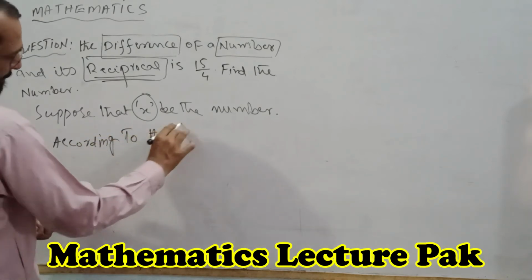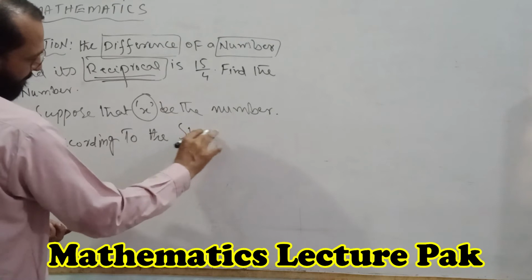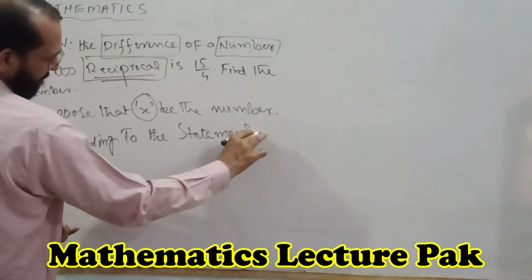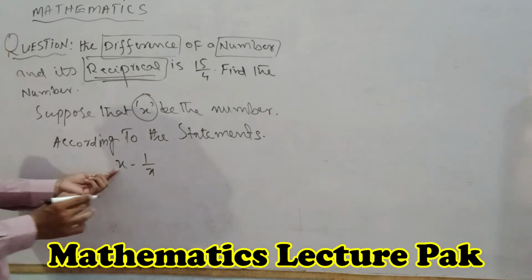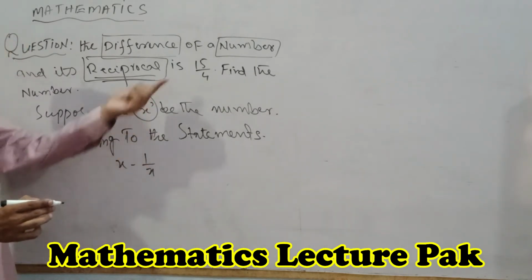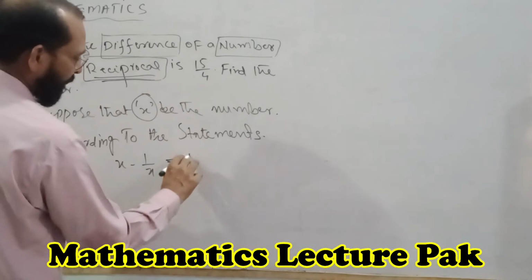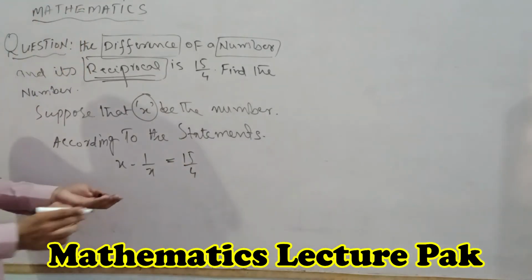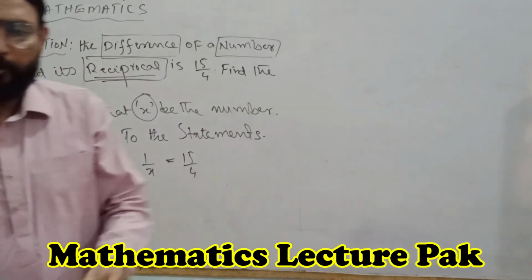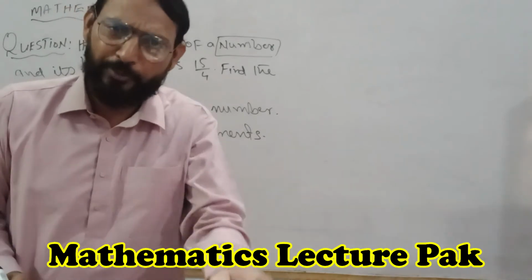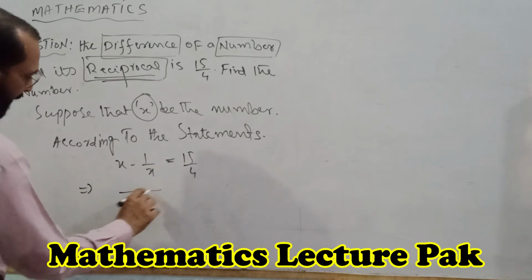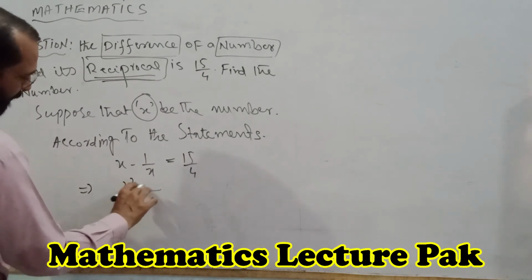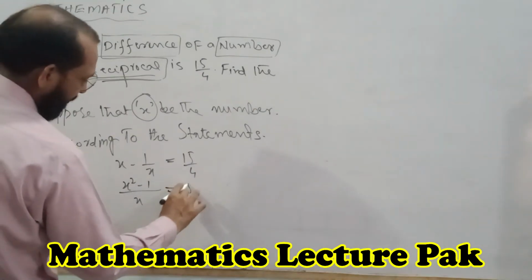According to the statement, okay, x and its reciprocal. The difference of x and its reciprocal is 15/4, which is the final statement of the question, and now we have to simplify this and we'll find the values of x. Okay. First of all, we take the LCM, which we can change as.